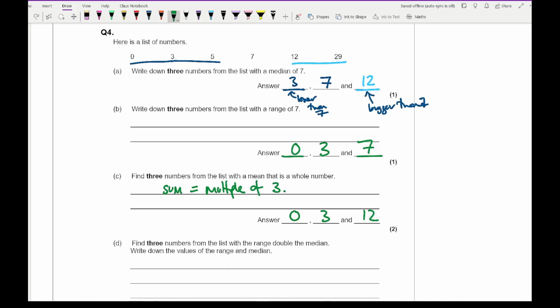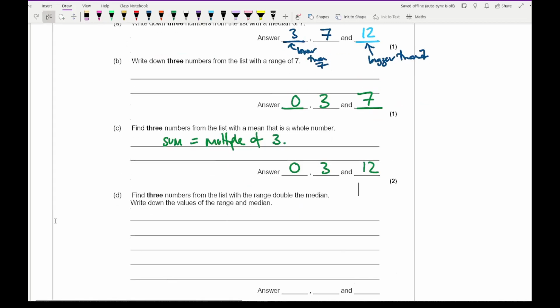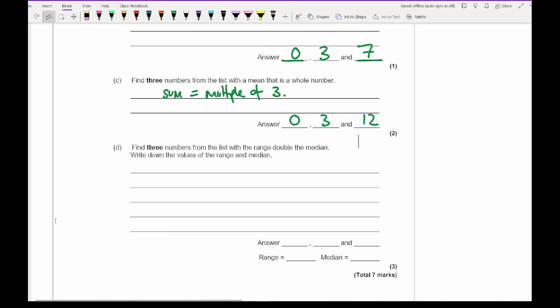Other examples you could have are 0, 5, 7; 0, 7, 29; 3, 5, 7; 3, 7, 25; 5, 7, 12; and 7, 12, 29. Then for D, it says find 3 numbers from the list with the range double the median. Write down the values of the range and the median.